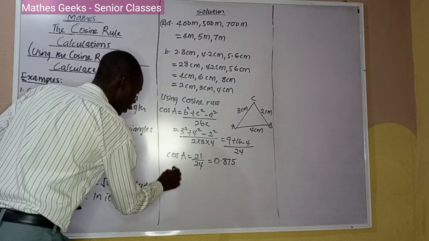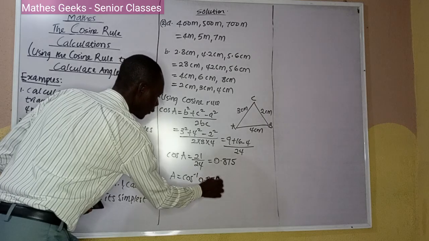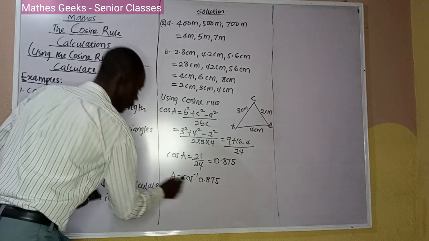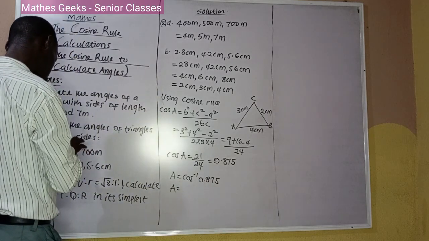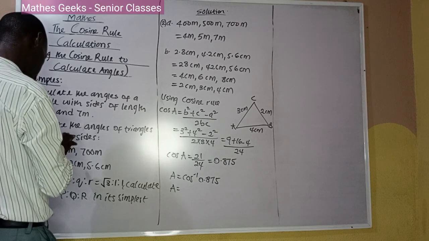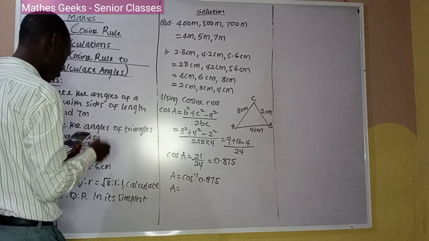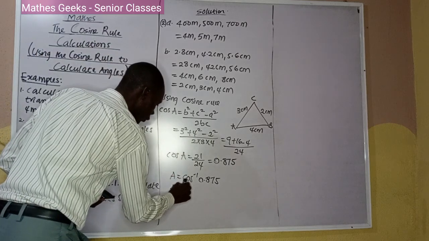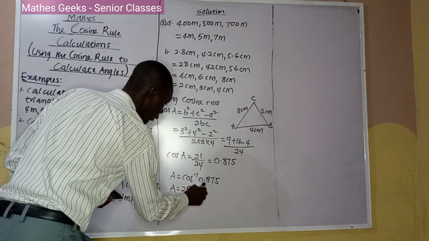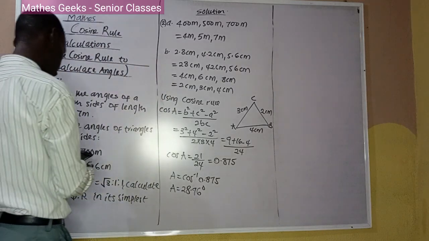So A is equal to arc cos 0.875, which is 28.955, approximately 28.96 degrees.